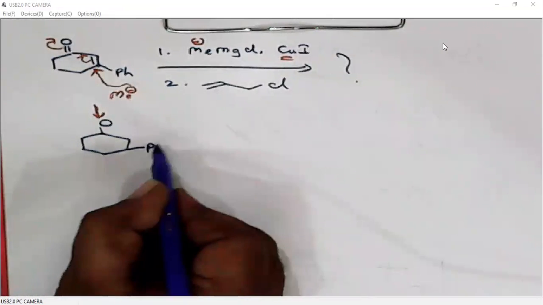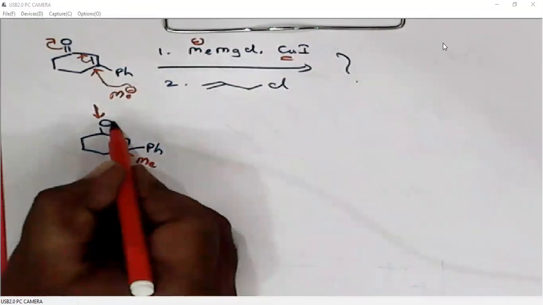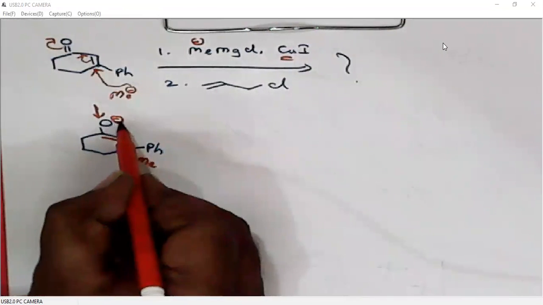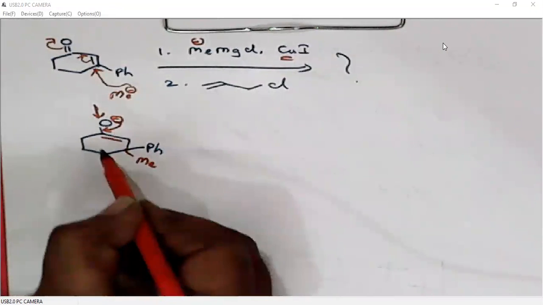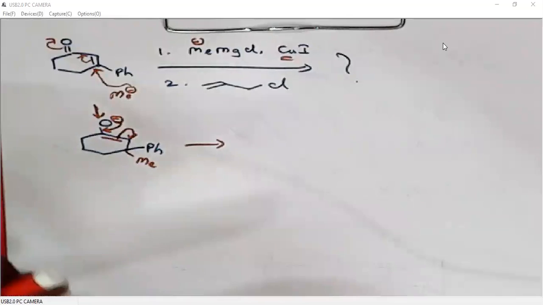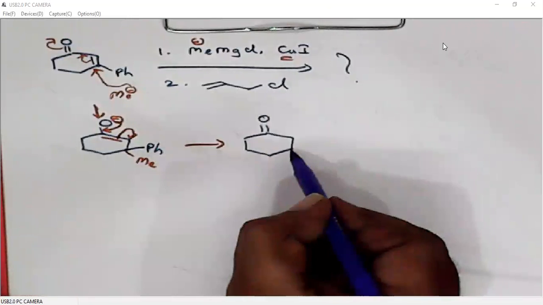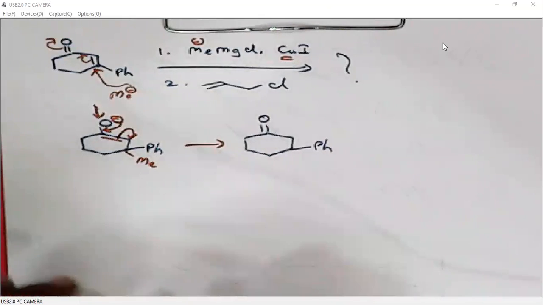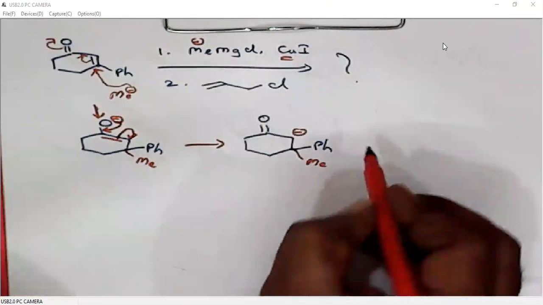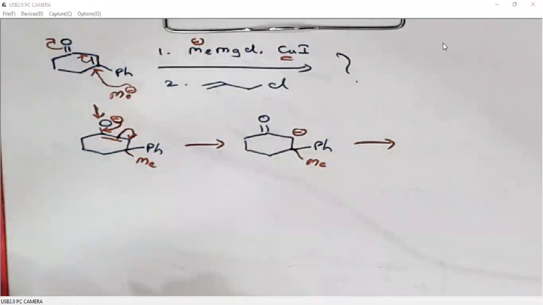We have Ph here, and we have added the methyl group. Negative charge is generated here, and this is the new double bond. Then again this negative charge will be polarized back to generate the carbonyl bond, and then a new negative charge will be generated here. When we add water, this anion will pick up the proton and become neutral.